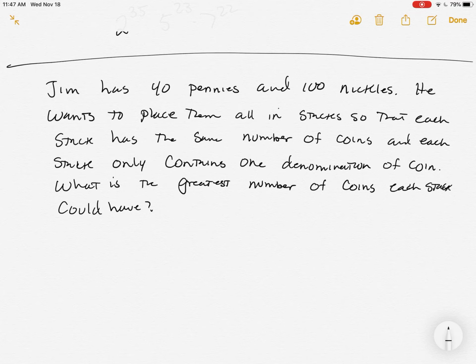Well, this is a greatest common factor type of problem, and that's led by this whole "what's the greatest amount." It can't be a multiple of them because you can't have a bigger number of pennies in the stack than you actually have. So we're wondering, if we were to split them up, what could they all have? And you may already see the answer. But essentially, in order to solve this, all we have to do is find the GCF of 40 and 100.